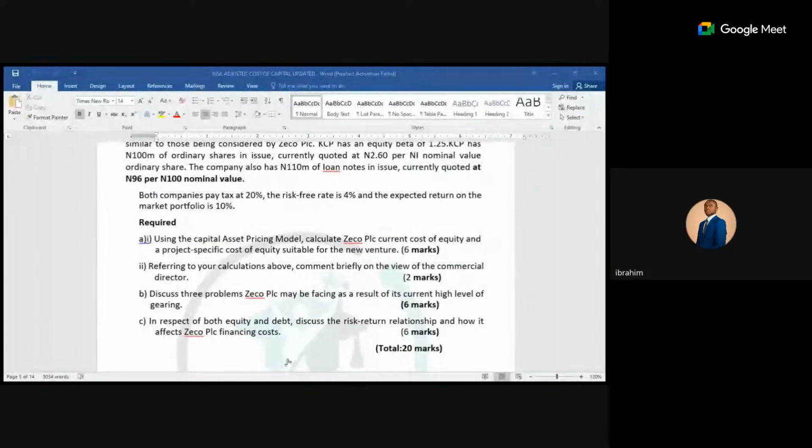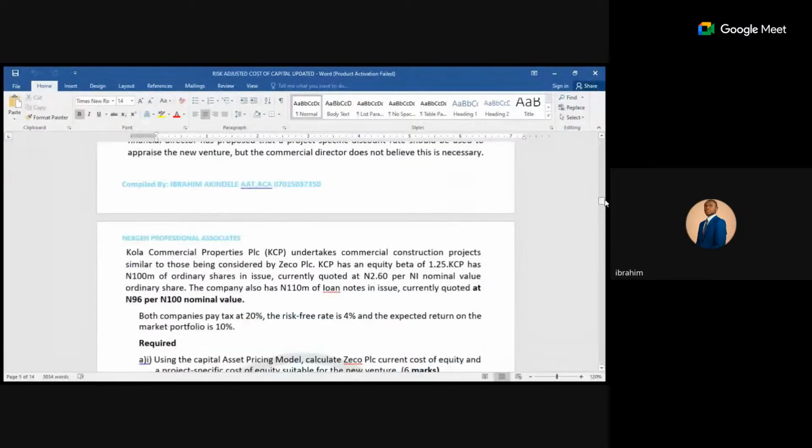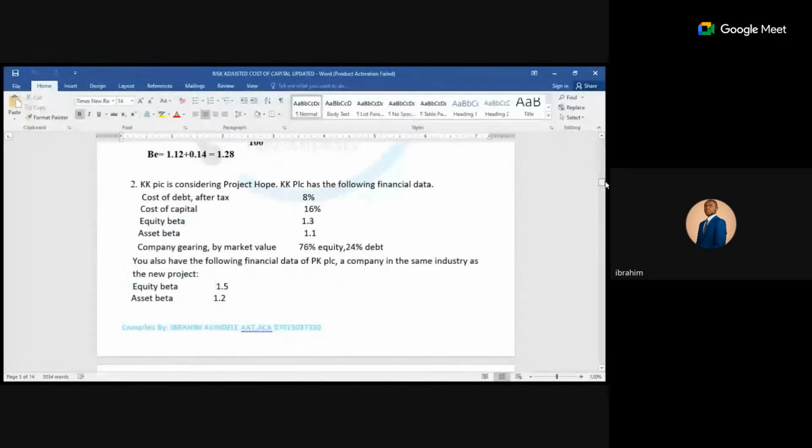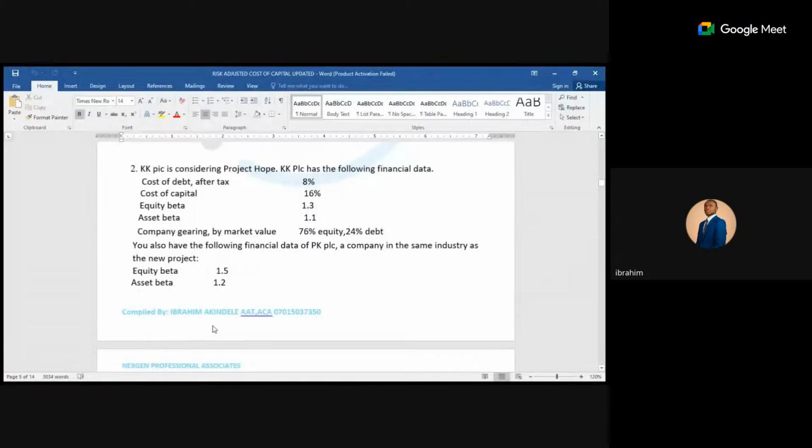That's fine. Thank you so much, Abdurrahman, for the overview of what we did in our previous lecture. Please, can anyone just give us why we have to use a project-specific cost of capital? Why should we use a project-specific cost of capital to discount our projects? Why not use the normal cost of capital? Who can explain that to us?